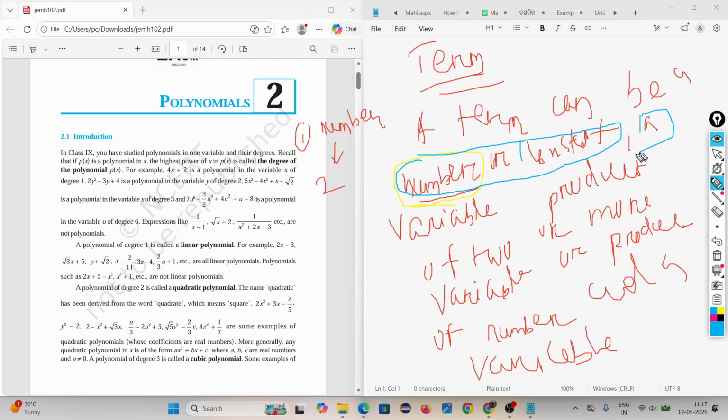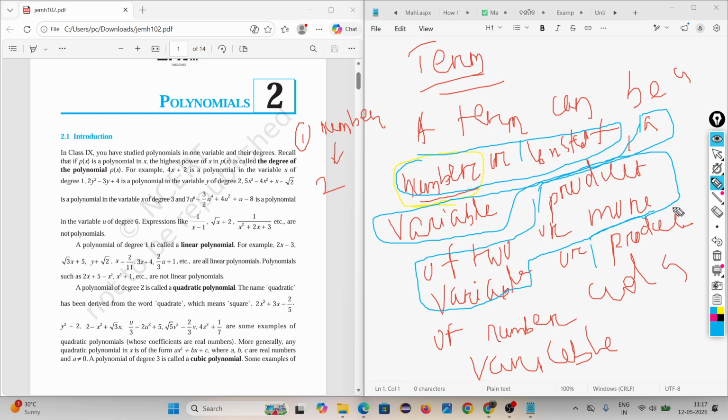Then a variable means it should contain one variable or a product of two or more variables. Four things are there inside the term definition. Or product of a number and a variable. Here the first example is showing only a number or constant: 2, 5, all are terms. The second one, just a minute. Wait.